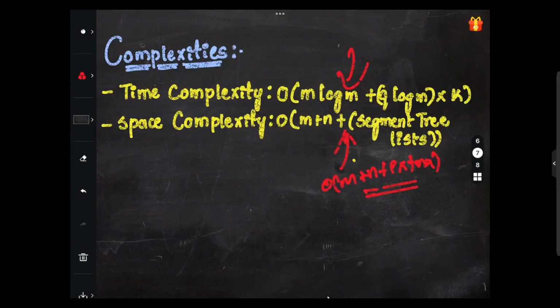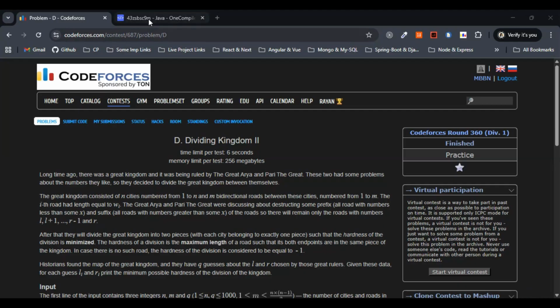So overall, the time complexity and the space complexity would be O(m log m + q log m * k) and O(m + n + segment tree lists) respectively. As we are now completely familiar with the complexities and the approach, we are good to write the code. Let's start writing the code.